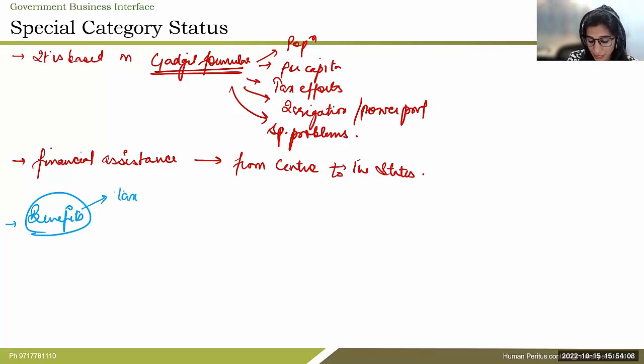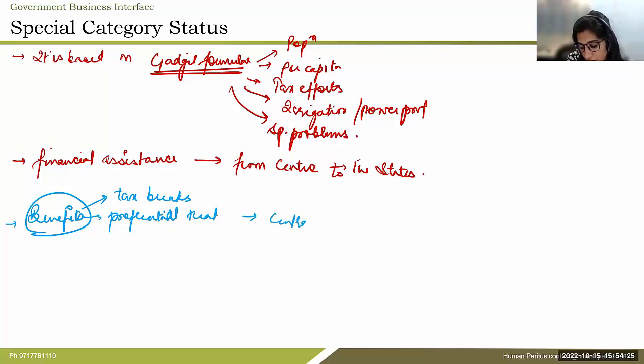They get tax breaks. What kind of tax breaks? Such as they do not have to pay customs duties. They are exempted from corporate taxes, or we can say sometimes income taxes. They get preferential treatment, preferential treatment in getting central funds. All right. When they have to get central funds, they get preferential treatment in that way.